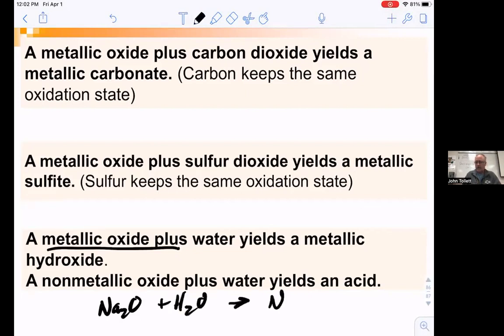It's actually going to make the metallic hydroxide. It's going to produce a base. And so you balance it, of course, with the 2. A non-metallic oxide in water yields an acid. The non-metallic oxides in water, you're just going to push them together.